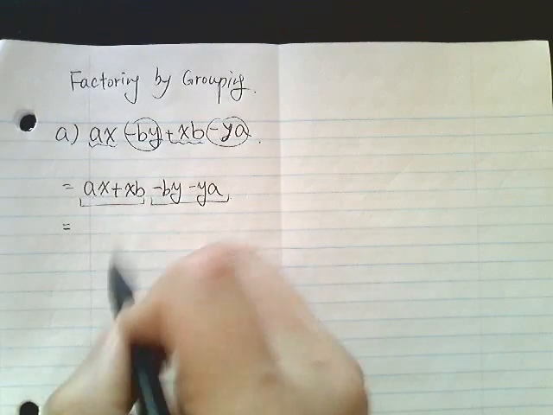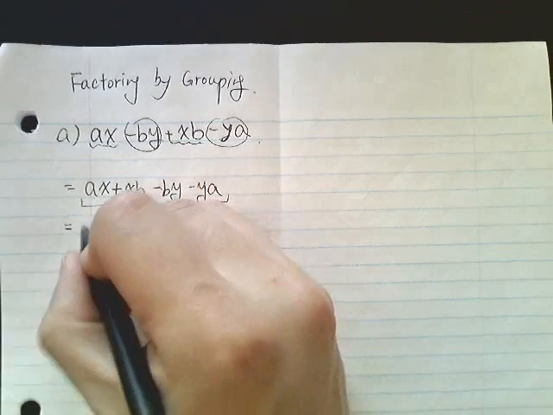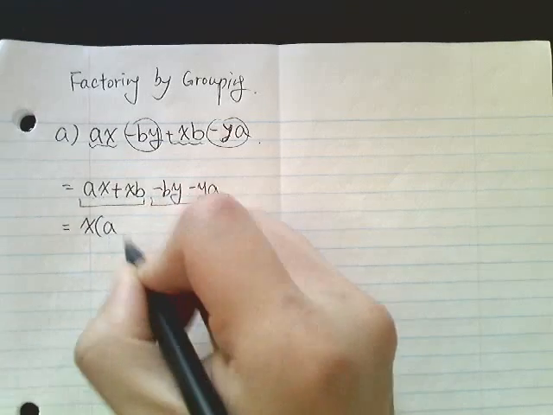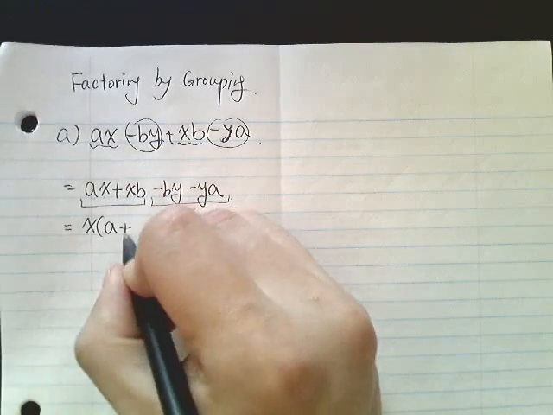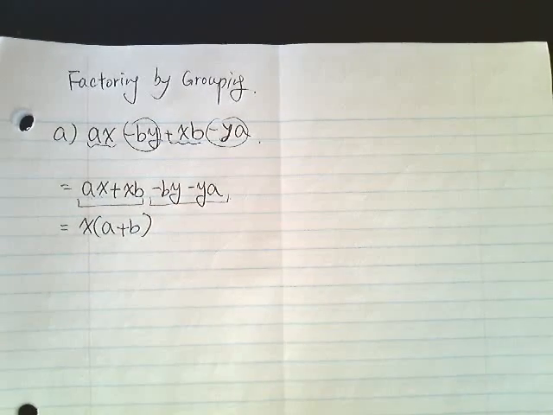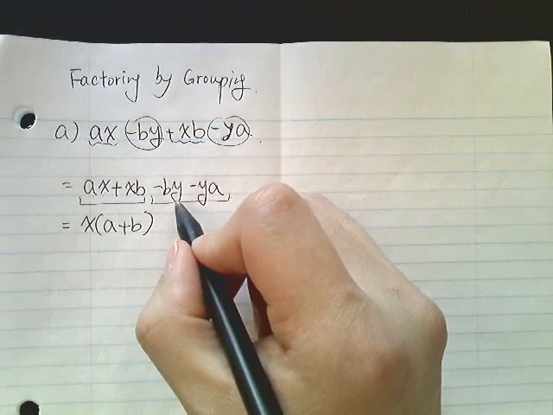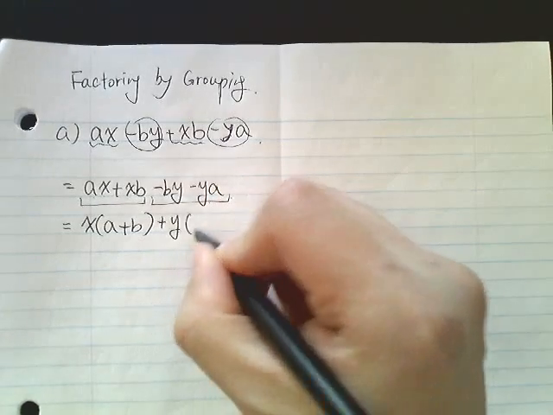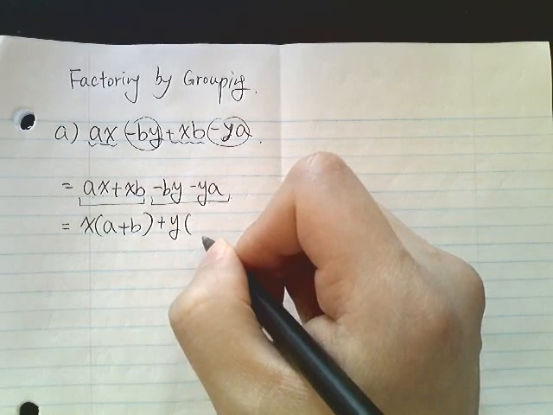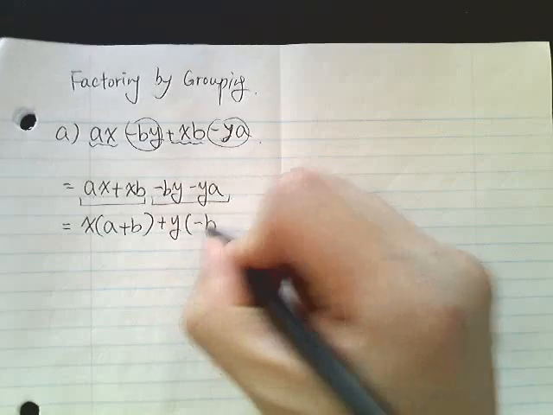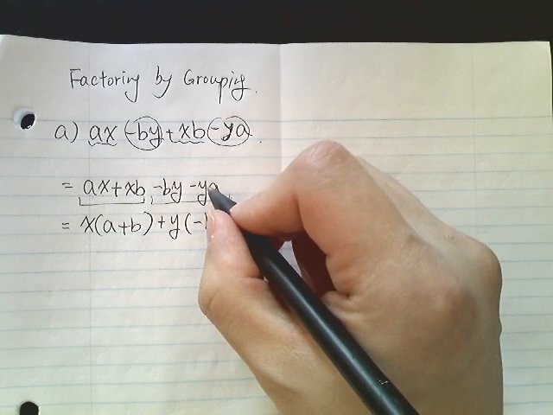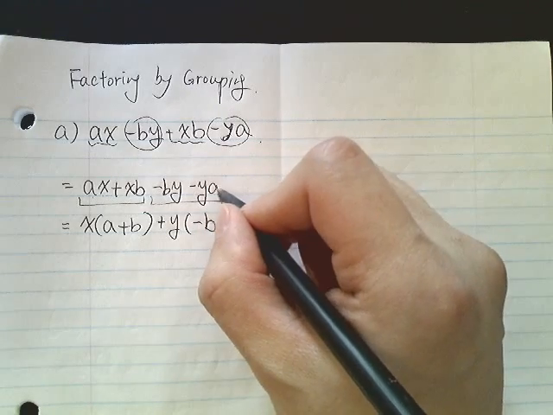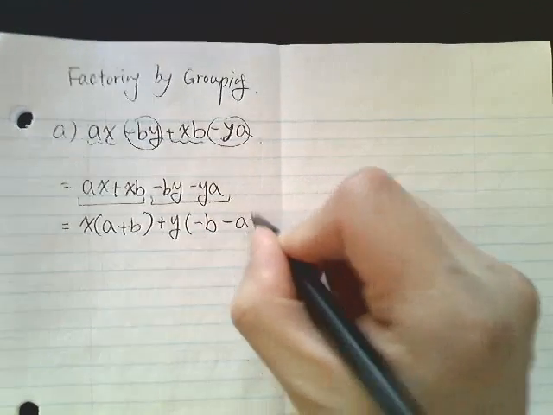Take a look at the ones that we grouped together by putting them right beside each other. So ax, xb, the common term is x, therefore x comes outside. Now ax divided by x is simply a, xb divided by x is simply positive b. That's what we have. Now same thing goes here. We have y, so positive y, and then negative by divided by y is negative b, and then negative ya divided by positive y will be negative a.